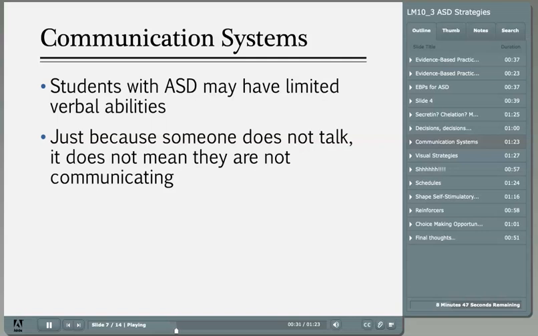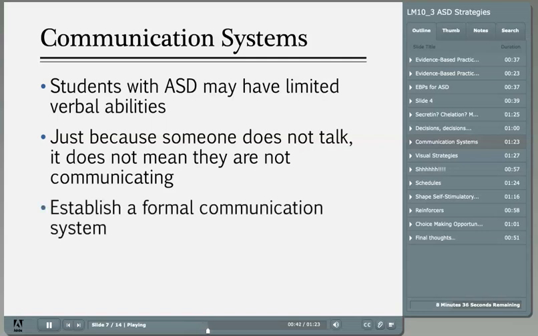Some children on the autism spectrum may have limited verbal abilities, or they may be considered nonverbal. That doesn't mean, however, that they do not have communication. Remember, just because somebody doesn't talk does not mean that they cannot communicate. The nonverbal child will communicate using non-symbolic behaviors such as pointing, gestures, and pulling a communication partner towards a desired object. It's very important to establish an effective communication system for a student with autism.